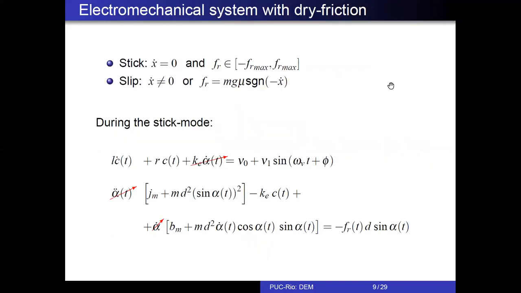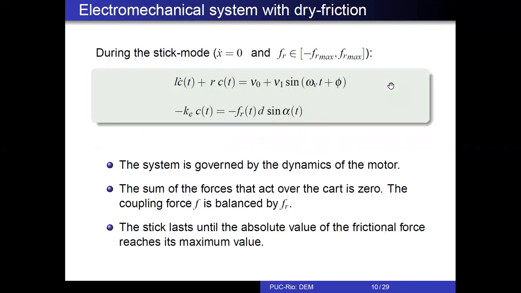During stick mode, the cart does not move. It has velocity equal to 0, and the disc is stuck. Thus, in the equation of motion, we can cut the terms that are highlighted in red. After cutting the terms, we get just one differential equation and one algebraic equation. The initial value problem loses one differential equation. Thus, during stick modes, the system is governed by the dynamics of the motor. The sum of forces that act over the cart is 0. The coupling force is balanced by the frictional force. The stick lasts until the absolute value of the frictional force reaches its maximal value.